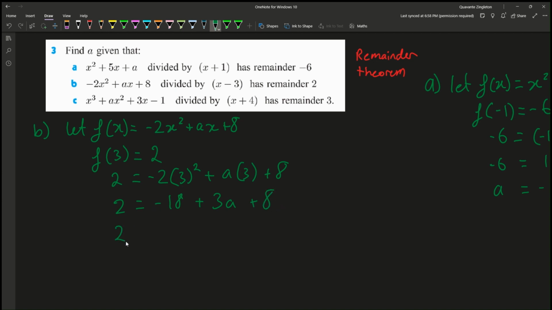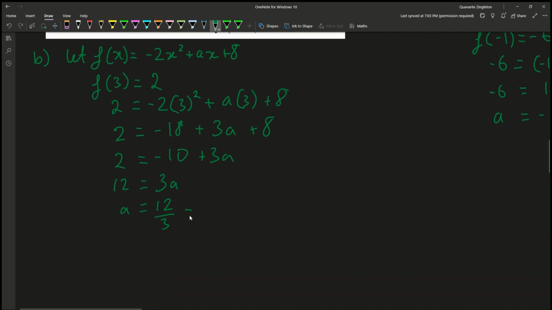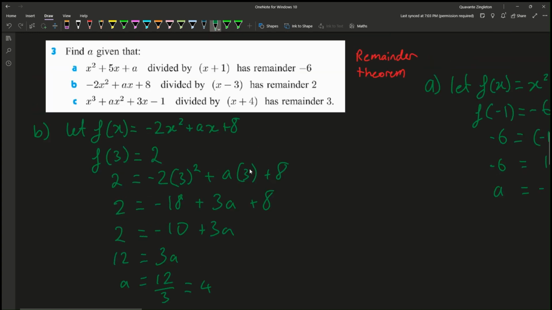All right, collect like terms. So negative 18 plus 8 is negative 10, plus 3a. Now, we add 10 to both sides to get rid of this negative 10. 12 is equal to 3a. So a is equal to 12 on 3, which is just 4. So a is equal to 4.